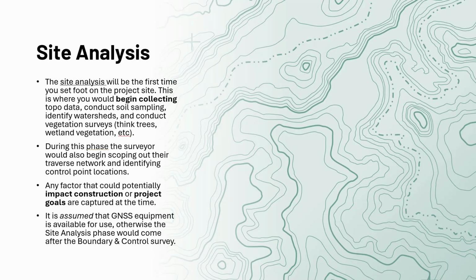And then during this phase, you as the surveyor, you're also going to start scoping out, where am I going to establish my traverse network? Am I going to have primary control networks and intermediate control networks? Where am I going to have my control points set up throughout my site? And this isn't just your control points for your traverse, but for other parts of your project as well.